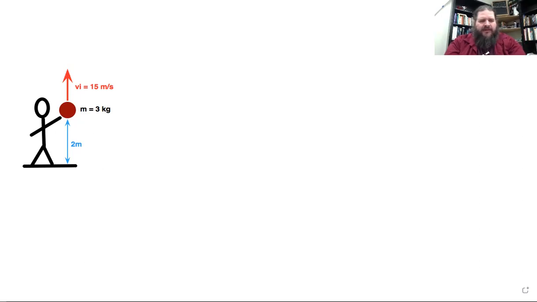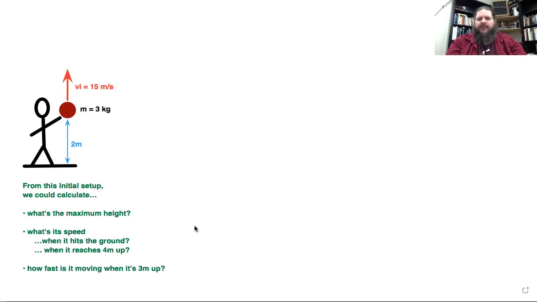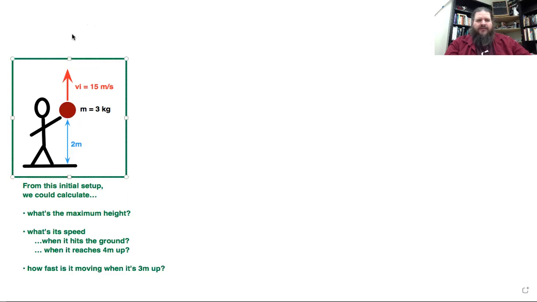Maybe how fast is it moving when it's 3 meters up. So there may be a wide variety of other things we want to find out. Maybe we want to know any of these. And for any single one of these, you could draw out an energy interaction diagram and set up the conservation of energy equation, treating the situation as described here as initial. So we describe this situation as the initial situation. And then any one of these as final.